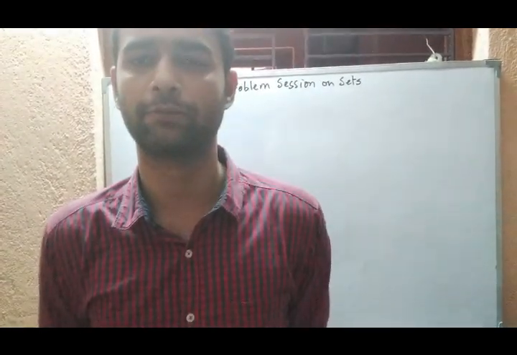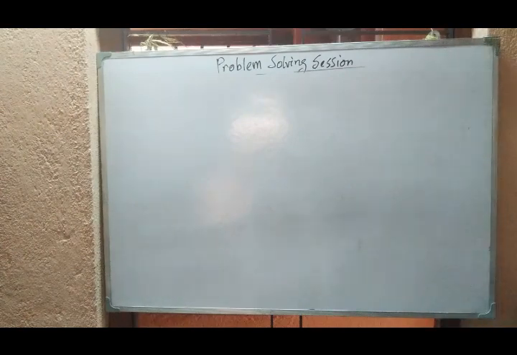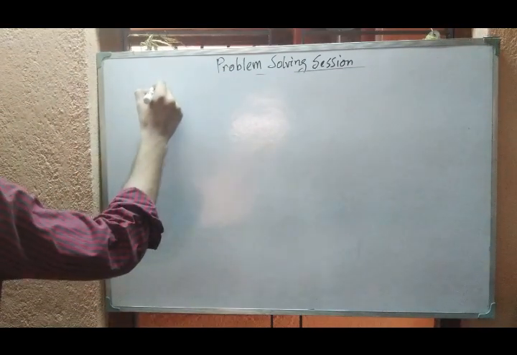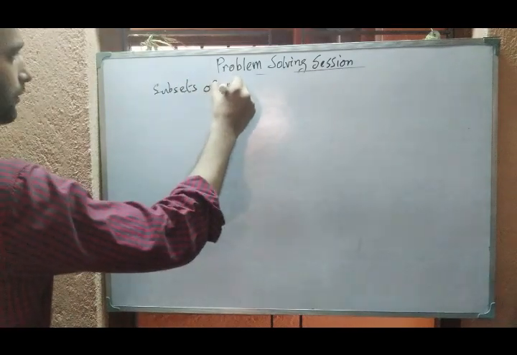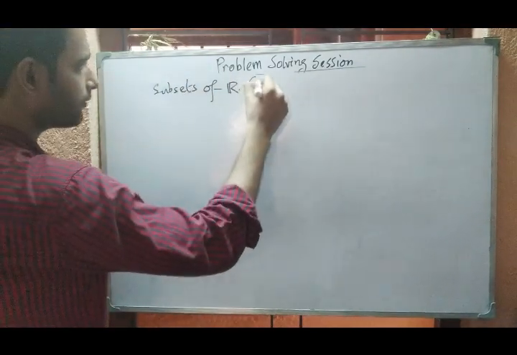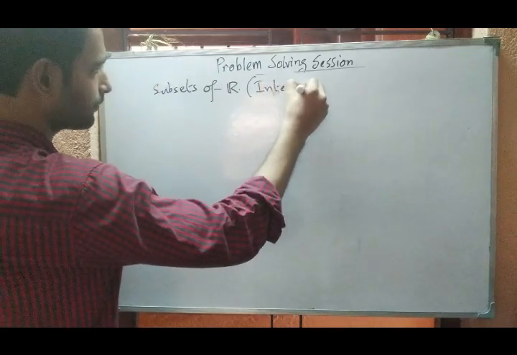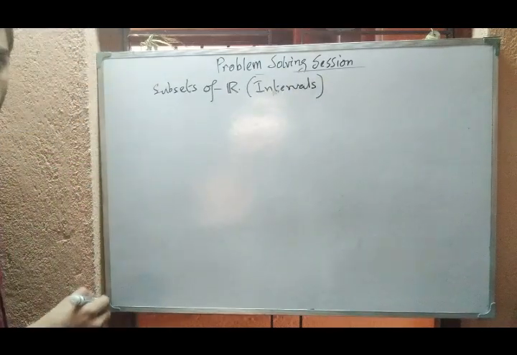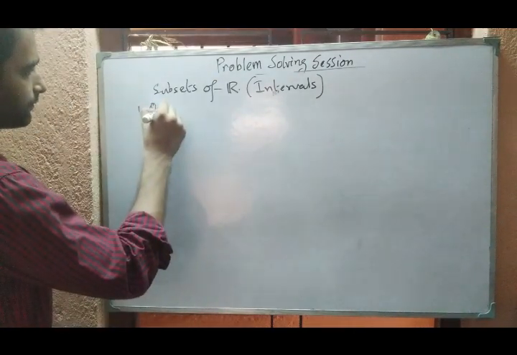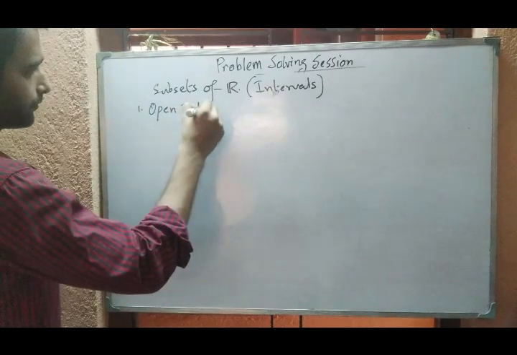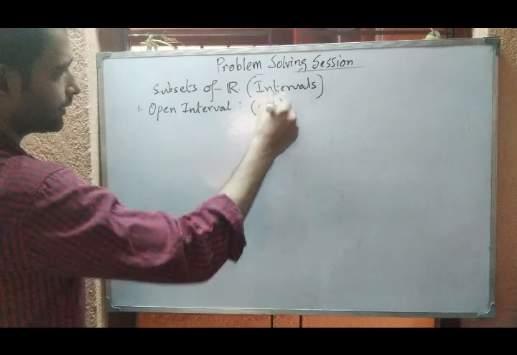Okay, so this is our second problem session on sets, and we will start with subsets of R that are called intervals. There are a few types of intervals. The first one is the open interval, and it is denoted by the symbol (a, b).